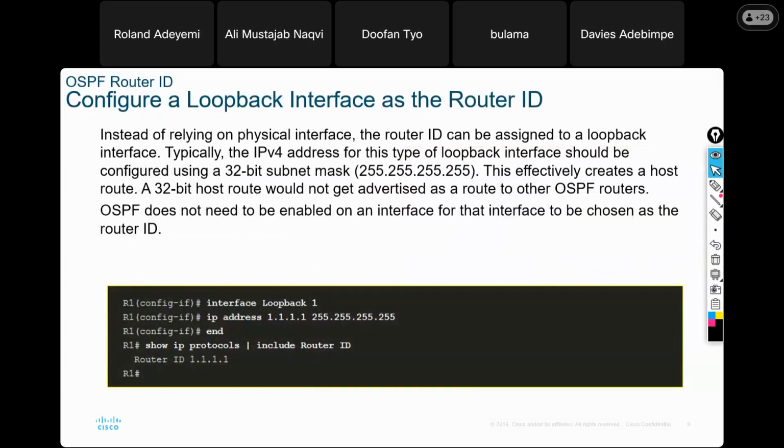So you see, I put an IP address on the loopback interface, and then you saw what happened to the router. What the loopback interface simply does is just simulate a network of one host, and we don't need to activate OSPF on that interface. It just simulates a network of one host.